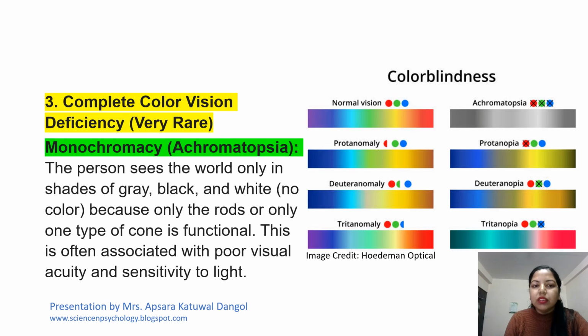Third one is complete color vision deficiency, which is very rare. It is monochromacy, which we also call achromatopsia. So here in normal vision, we can see that all the different cones are normal, fine over here, but here we can see that all three cones are lacking. That is, the person sees the world only in shades of gray, black, and white, no color, because only rods or only one type of cone is functional. This is often associated with poor visual acuity and sensitivity to light.